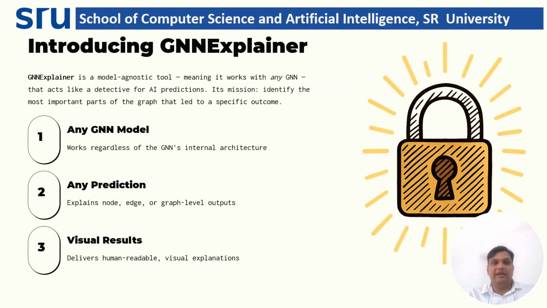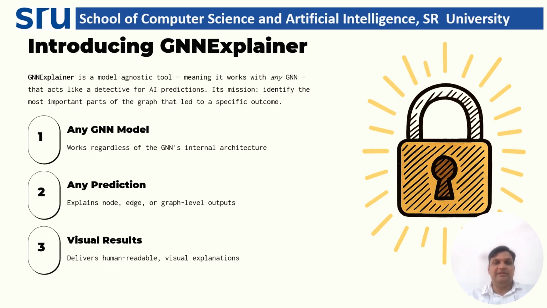Introducing GNN Explainer. GNN Explainer is a model agnostic tool, which means it works with any GNN. It acts like a detective for AI predictions. Its mission is to identify the most important part of the graph that leads to a specific outcome.